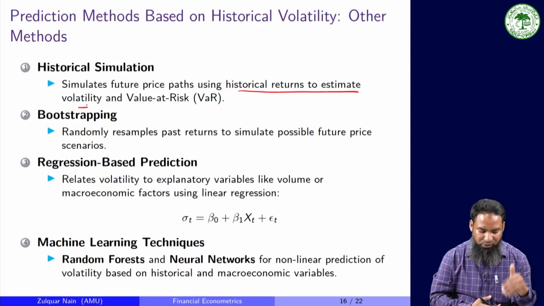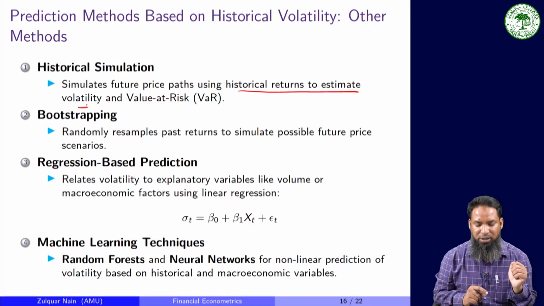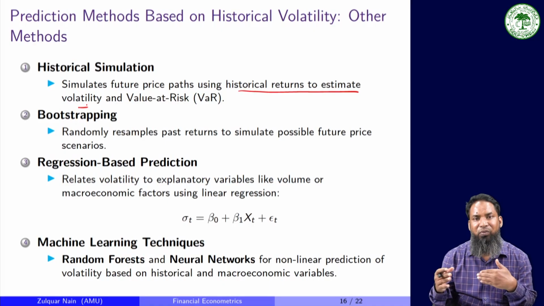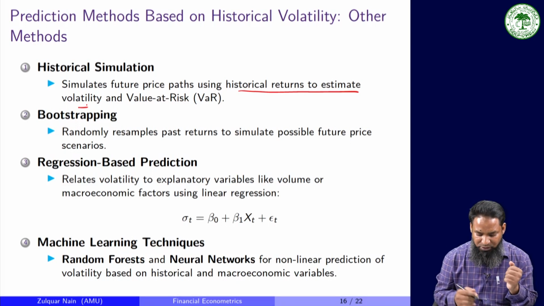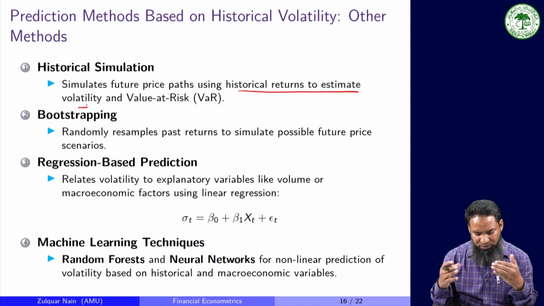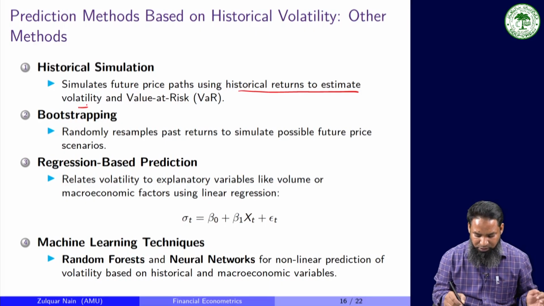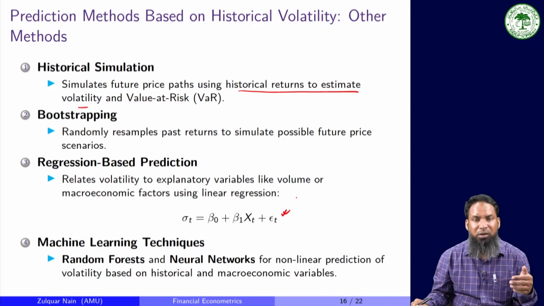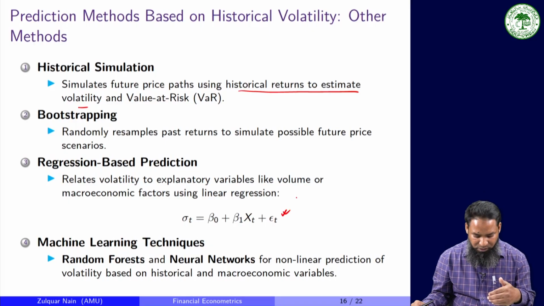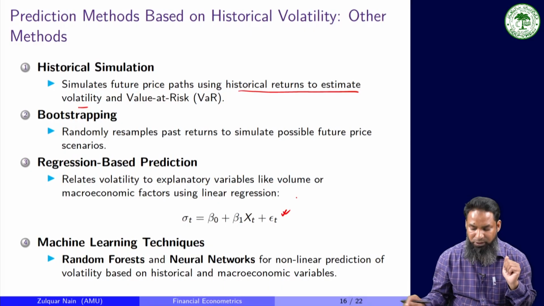Or we can also use regression based prediction. Here in regression based prediction, we are not regressing on the past observations of the volatility; rather, we are using other macroeconomic factors to predict it. For example, we can take the volume, or the GDP, investment, inflation, or other macroeconomic variables to predict using this regression. Or there have been recent developments where machine learning techniques, for example random forest or neural networks, can be used to predict the historical volatility.